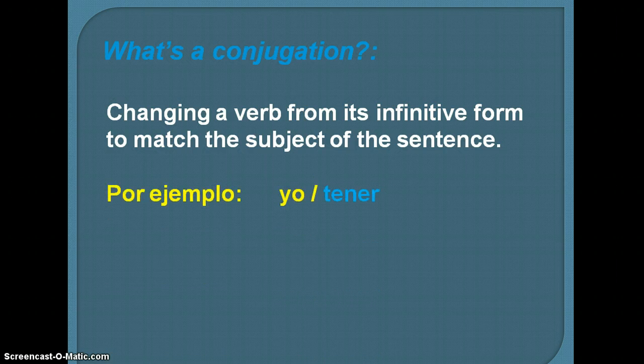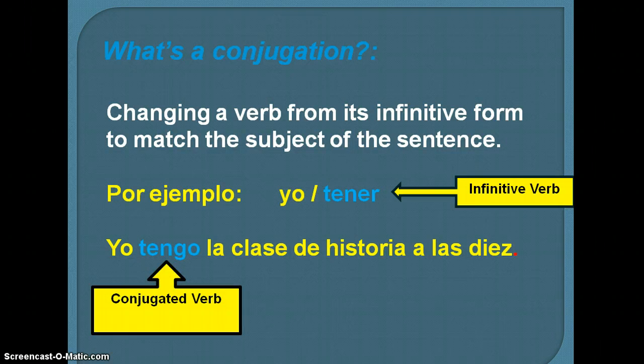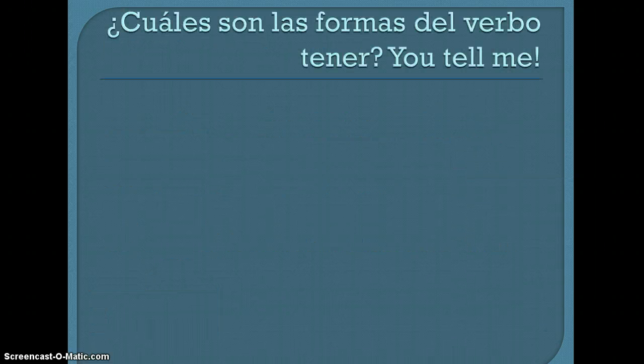So, you say yo and tener, you want to say I have. Yo tengo la clase de historia a las 10. Here, you've conjugated your verb. There you go. That's an infinitive when it ends in AR, ER, or IR. That's a conjugated verb. You've done something to it.